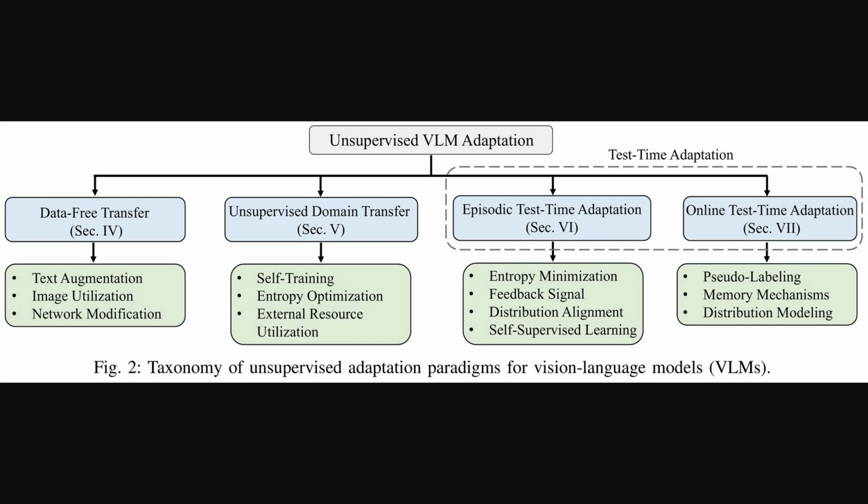Alright, and this chart breaks down those 4 paradigms even further, detailing the specific strategies used in each. For instance, with unsupervised domain transfer, where you have lots of data, methods include self-training, which is where the model creates its own labels to learn from. On the other end, for online test time adaptation with streaming data, the strategies involve things like pseudo-labeling, and using memory mechanisms to keep track of what the model has seen before. This provides a really clear map of the specific techniques.